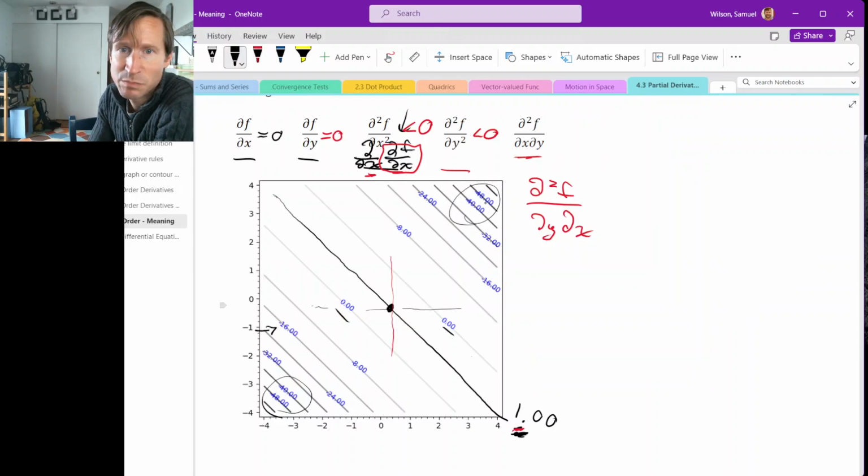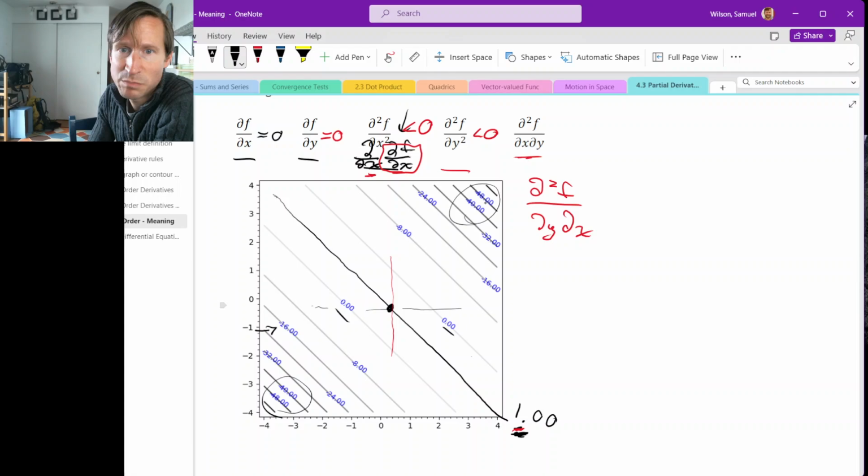And again, this is because we were measuring the rate of change in the y direction of partial f partial y. Partial f partial y, that is the slopes we were looking at, and these were decreasing as we moved in the y direction, and so this whole thing is negative. All right, so now let's look at the mixed partial, partial squared f partial x partial y.